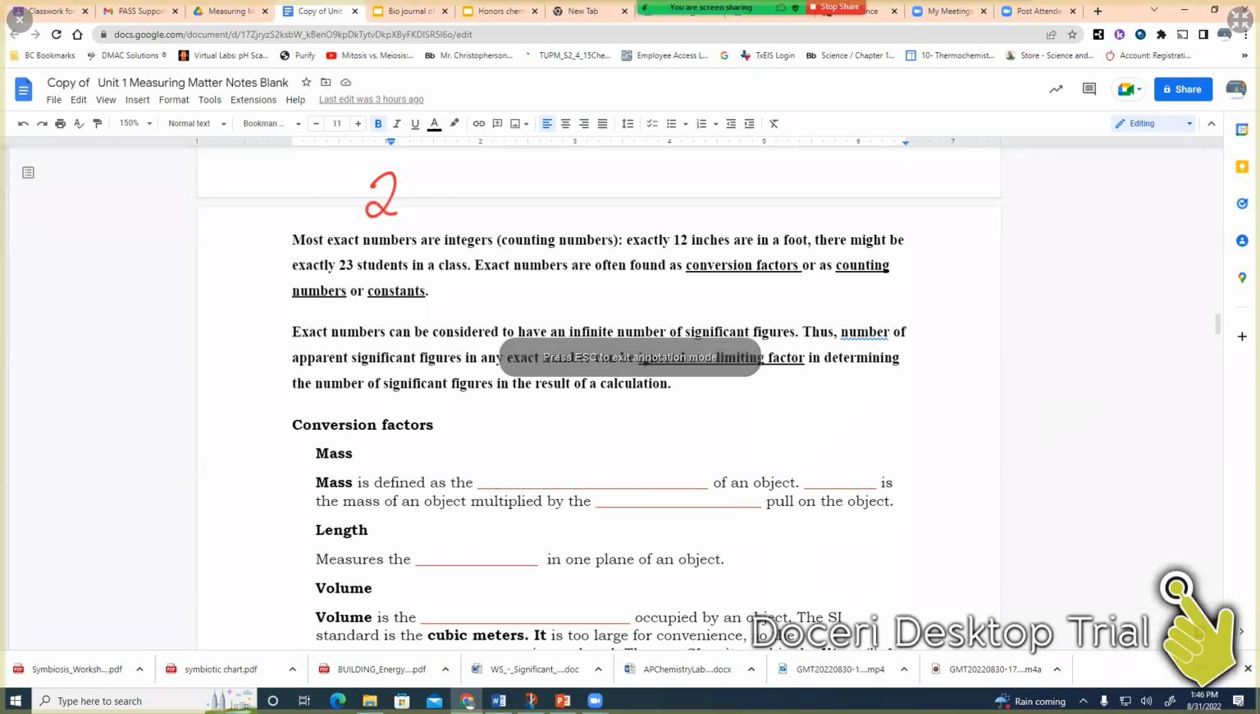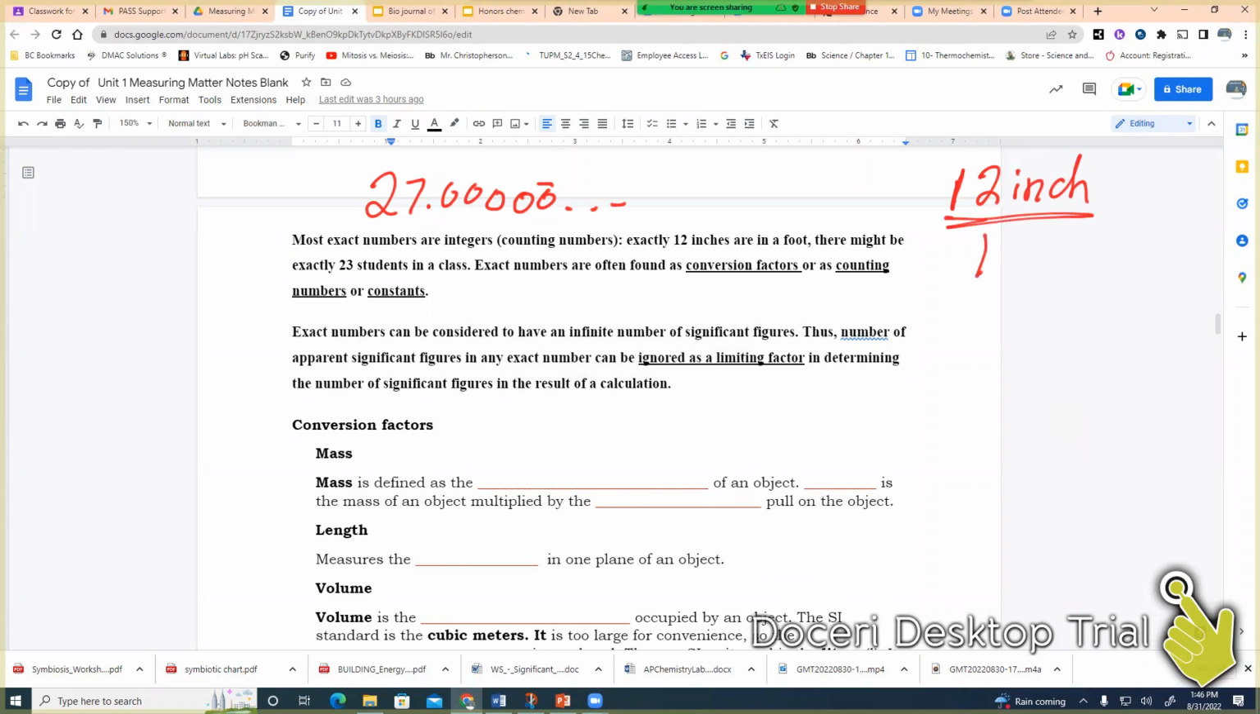Even though we don't write it, it's really 27.0000 for a very long time. So those do not affect sig figs. Other things that do not affect sig figs are conversion factors. So for instance, if I use the conversion factor of there's 12 inches in 1 foot, those are exact numbers. We don't put this whole bunch of zeros behind them, but they're considered exact numbers. So they do not affect the sig figs in that problem.